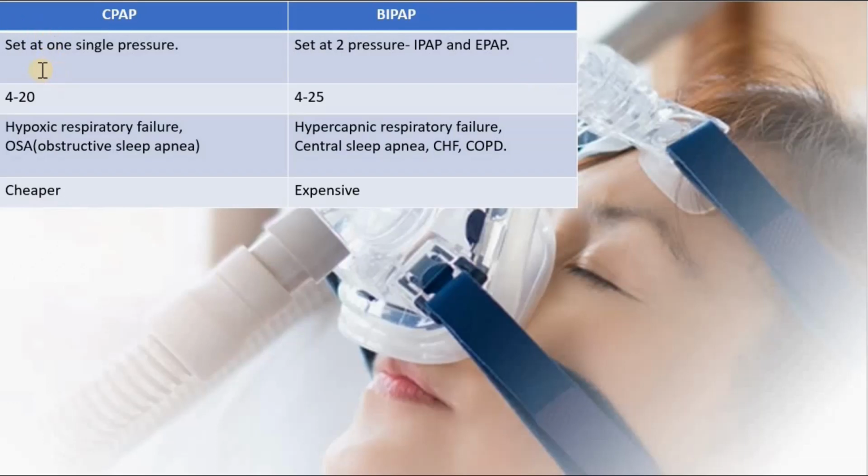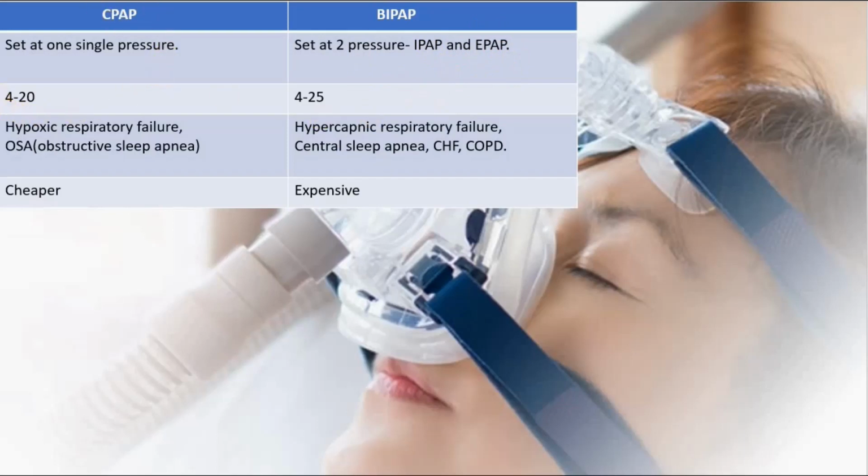In CPAP, you can set one single pressure. That means when a patient inhales or exhales, the same pressure is maintained throughout the respiratory cycle. Whereas in BiPAP, you can set two different pressures. One pressure for inhalation and one pressure for exhalation. And usually the inhalation pressure is higher than the exhalation. So the pressure set for inhalation is called inspiratory positive airway pressure, or IPAP. And the pressure set for exhalation is called expiratory positive airway pressure, or EPAP. So EPAP is usually lesser than IPAP.